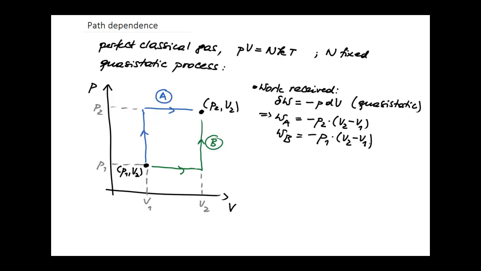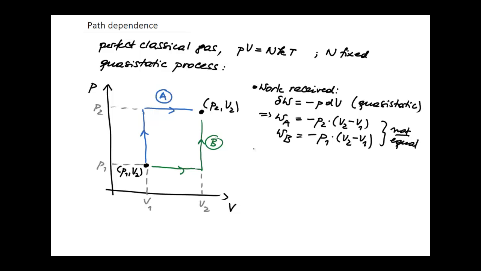performed along path B. And you see that these two expressions are not equal because the two pressures P1 and P2 are not equal. And hence, indeed, the work differs for the two different paths.